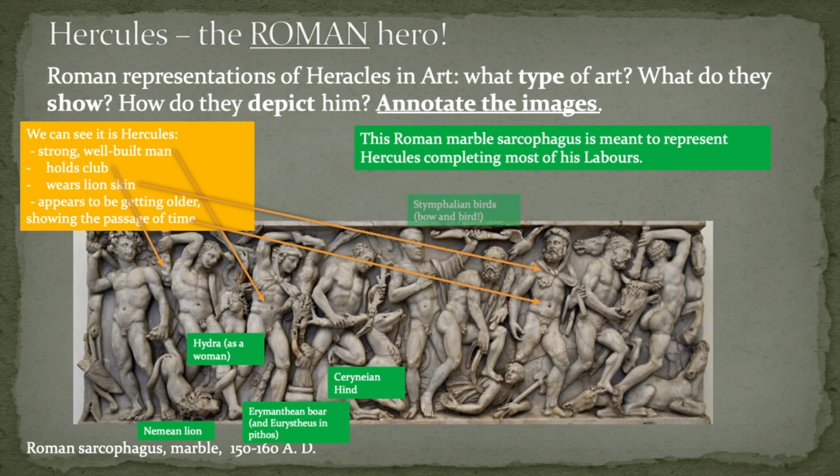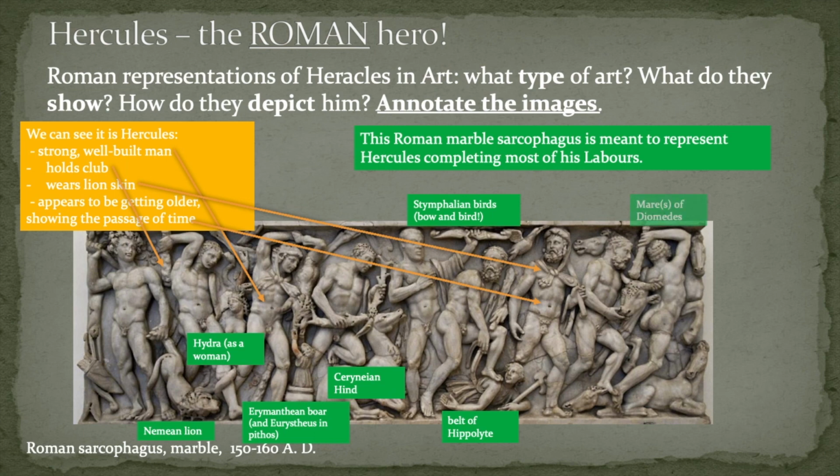Then we've got the Stymphalian birds. You can see in the hand that's raised there a bow for shooting arrows with, and one of the birds taking off there. It's a very different face there. It almost looks like a slightly different person. Then we've got a poor woman being crushed on the ground, looking up. That could well be the belt of Hippolyta, that particular labour.